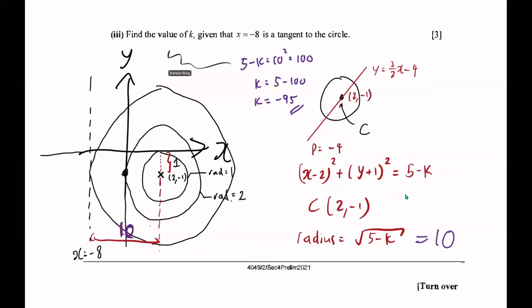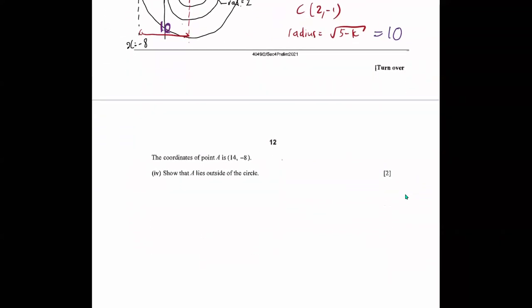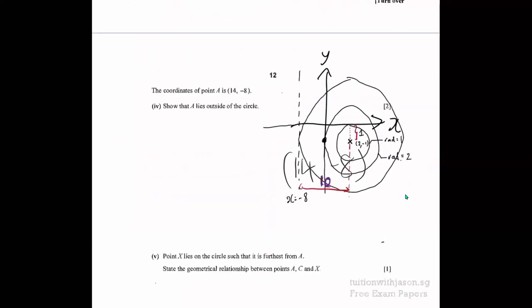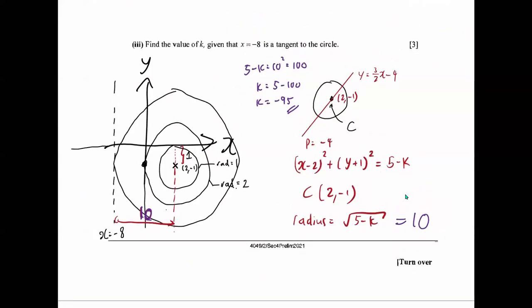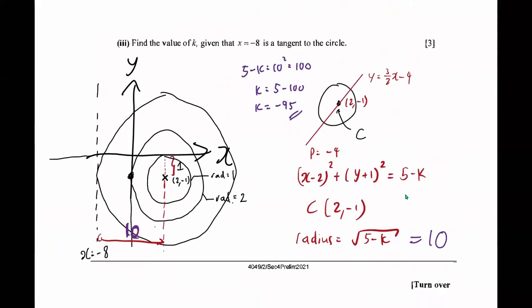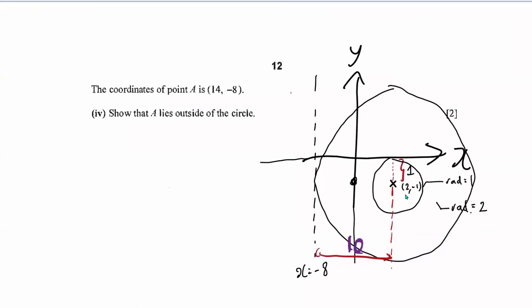Ken, next one. Let's go. The coordinates of point A is 14, -8. Show that A lies outside of the circle. I'm just going to borrow the diagram that I've drawn previously. Can we assume that k is still -8? Yes, I think we can. So I'll just erase the other diagrams.